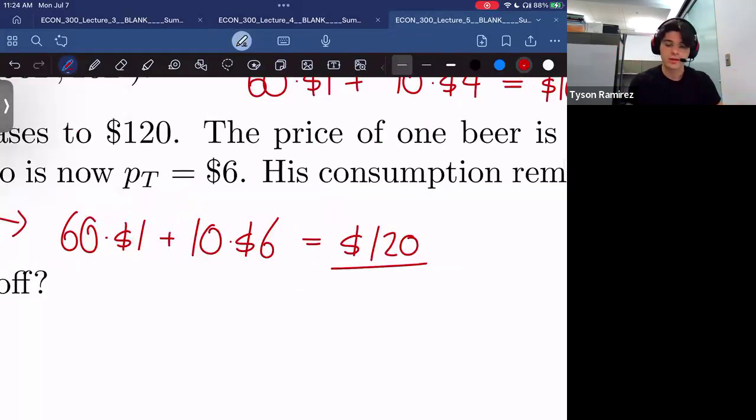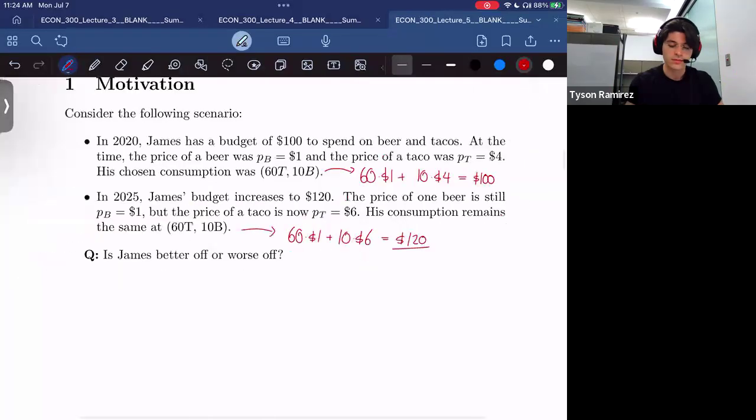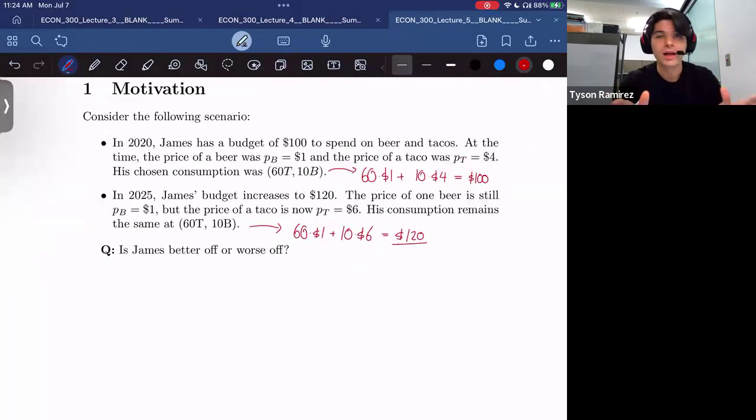So this is good. But my question to you is, is he better off or worse off? What do you think? Take a minute or two to think about this question. Pause the video here and think about how you might use our budget line and indifference curves, this constrained consumer's choice problem, to answer this question. All right, give it a try and I'll review it and I will reveal the answer.